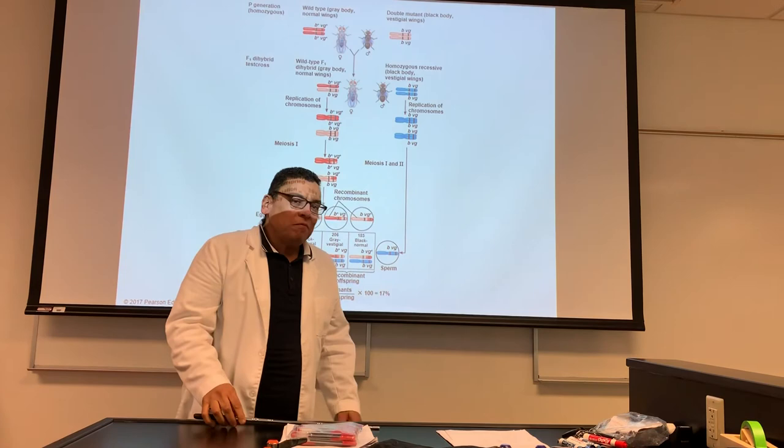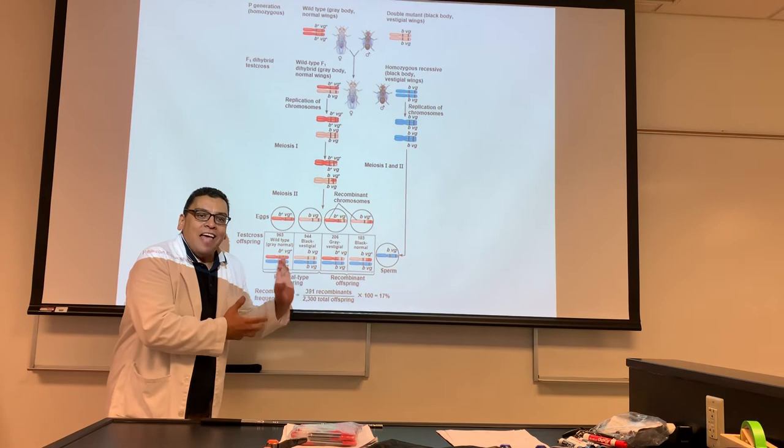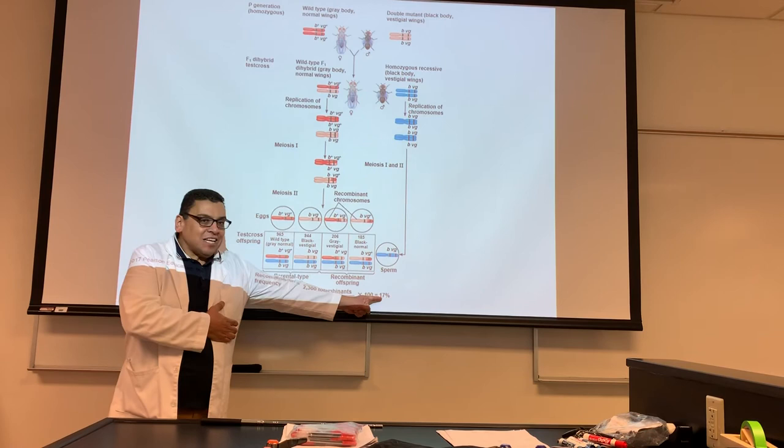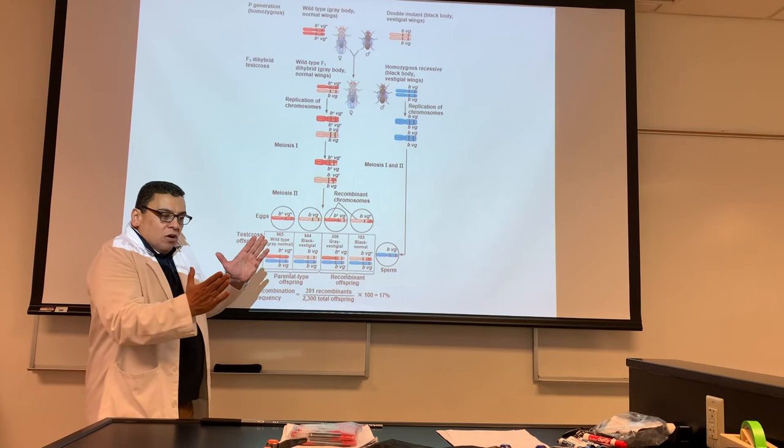What does that mean? What is that 17%? 17% is the recombination frequency. Meaning, 17% of the children will not be like dad or mom. That's what it means. And that's a factor of the distance between the two genes. The farther the distance between the two genes, the greater this number will be. The closer the distance between the two genes, the lower this number will be.